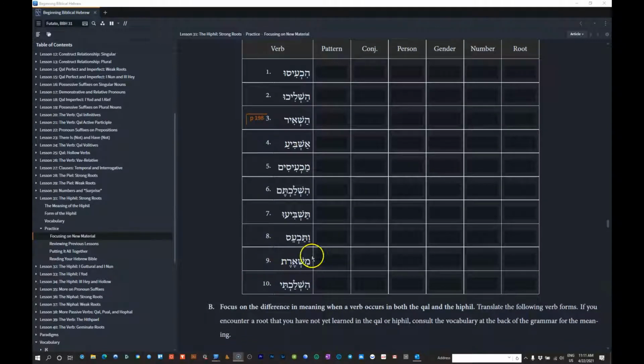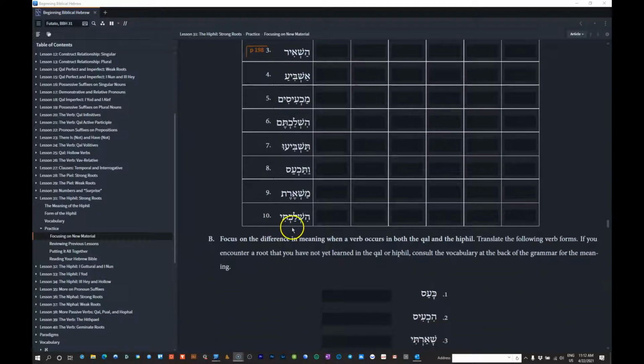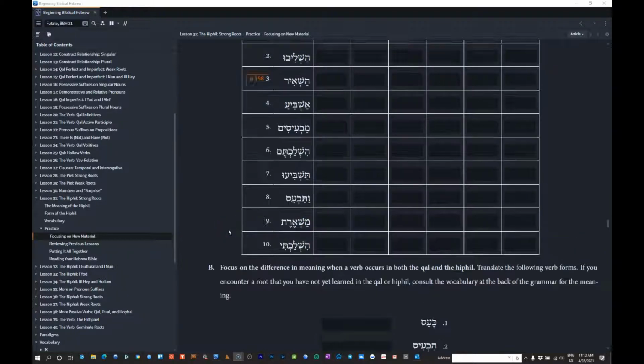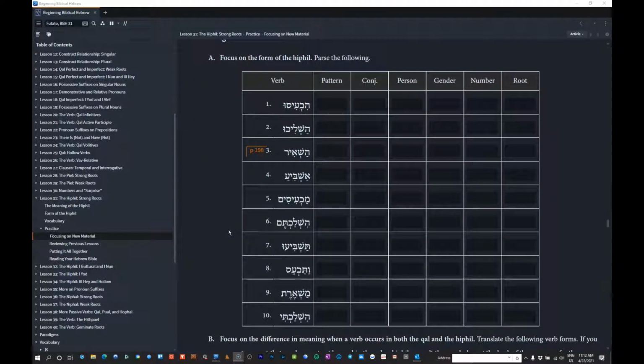Then number 9 here, we've got a mem patach prefix. That is a very good indication of a Hiphil participle. We don't have really a suffix, but we get the segol, segol, tav pattern in a participle. That's going to indicate feminine singular. And then number 10, again, we've got the hey prefix. There's no heroic yod infix, but that's because we're in the perfect in the first common singular. And in the perfect, the Hiphil only has the heroic yod in the third person. All right, so that is section A.